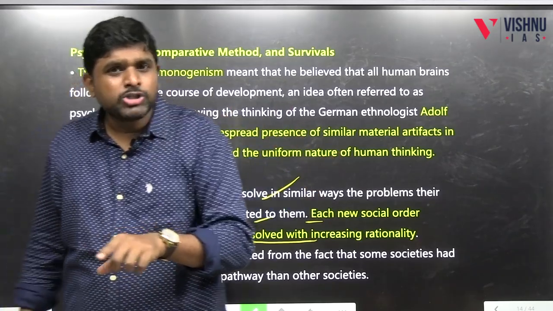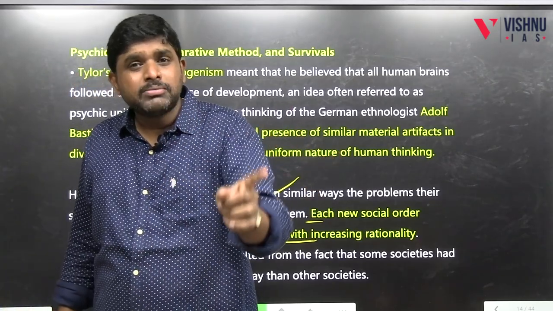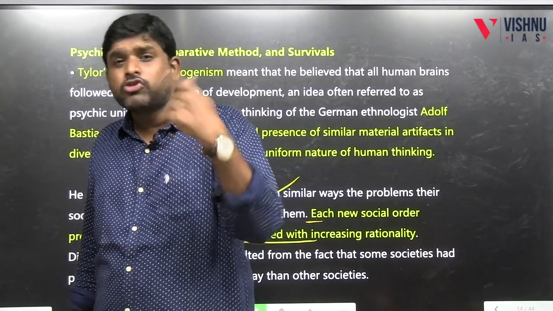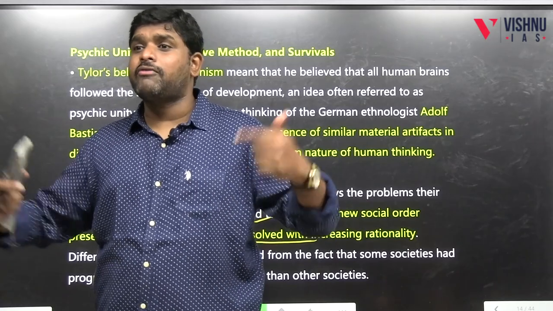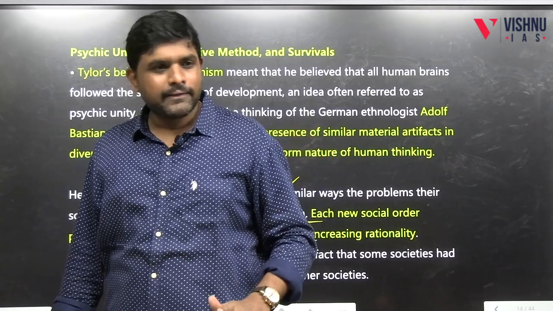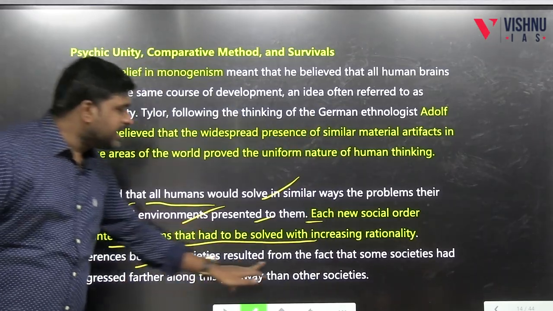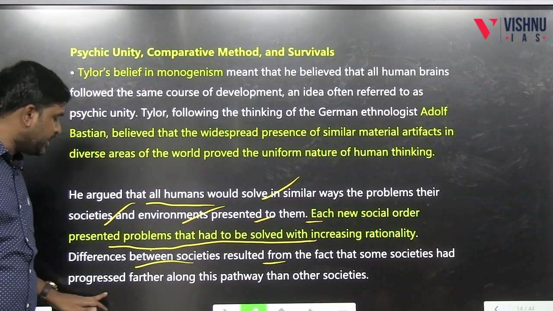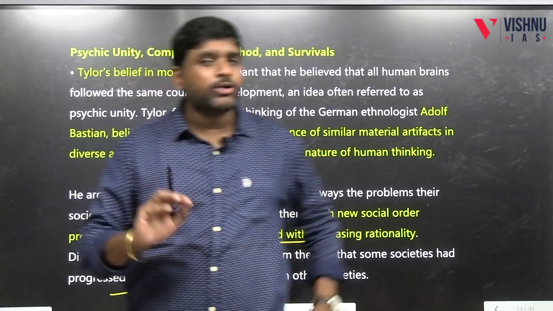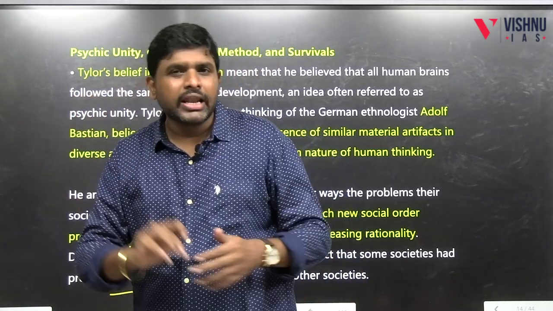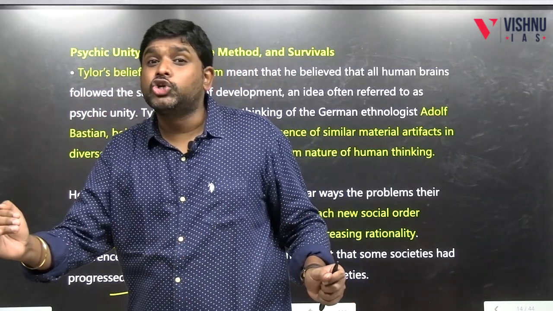So evolution is because when the needs are increasing, the problems are increasing. When the problems are increasing, in order to address them, I am evolving more rationally, more scientifically. Hence I am evolving in a more civilized way. Differences between societies resulted from the fact that some societies had progressed farther along the pathways than other societies. But he told that one thing we have to realize is that it is not a universal truth.